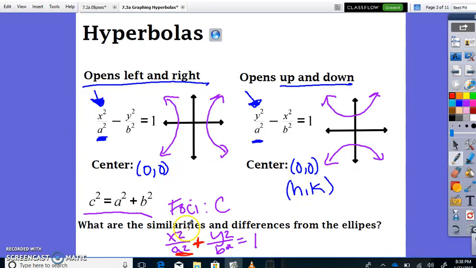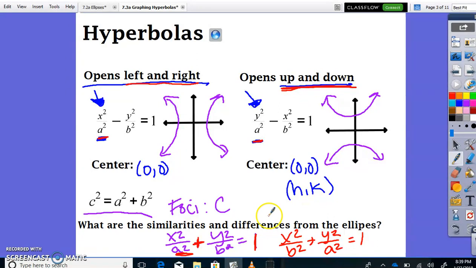So if the a squared was under the x squared, then that meant that the x was the major axis. And if it was the other way around, it could be written like x squared over b squared plus y squared over a squared equals 1. Then this one means that the y was the major axis. However, in the hyperbolas, the a value always comes first, and if it's x first, it tells you it opens left and right, and if it's y first, it opens up and down. So that's some key differences, but also some similarities. They're also both equal to 1.